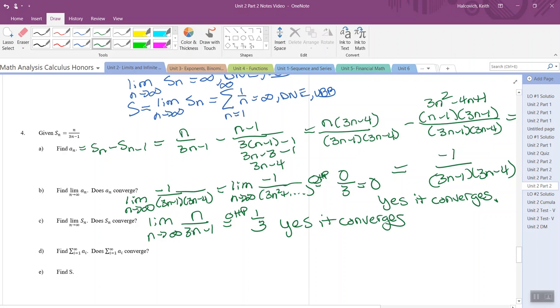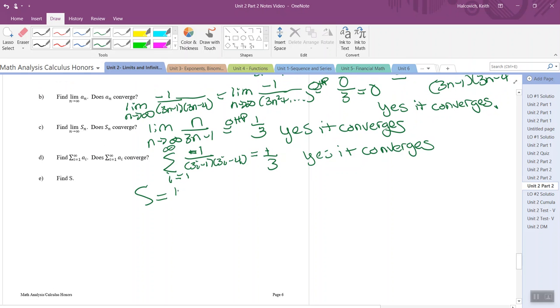And then find the sum of the sequence. I equals 1 to infinity of negative 1 over 3i minus 1 times 3i minus 4. So that's equal to 1/3. And yes, it converges. Because remember, the sum of the sequence is the same as the limit of the sum. And so the sum is just equal to 1/3.